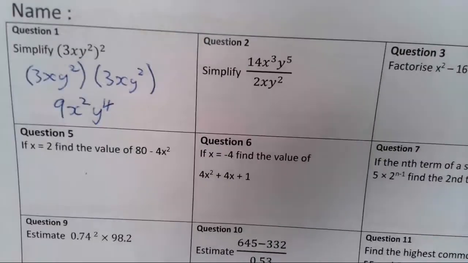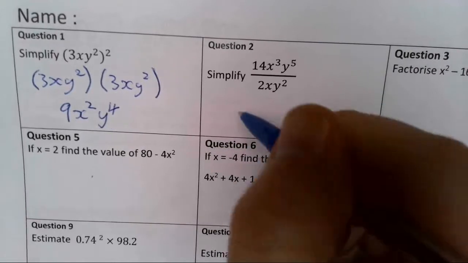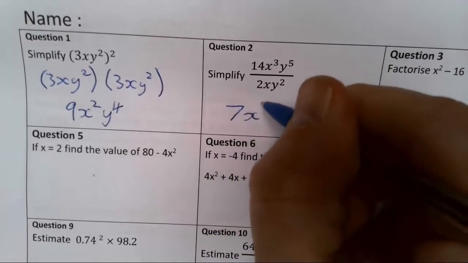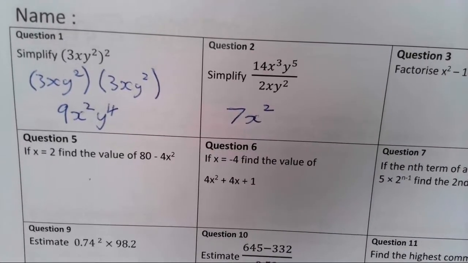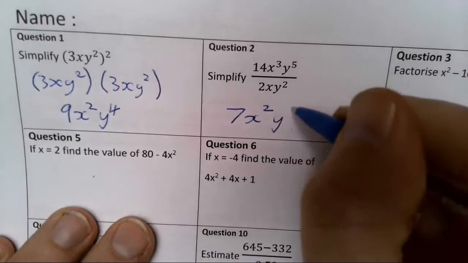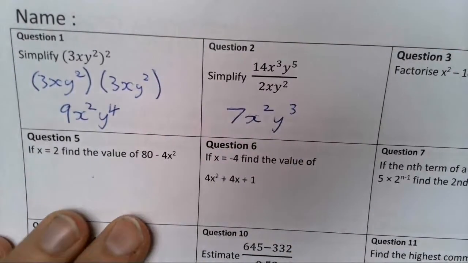Next question. 14 divided by 2 is going to give me 7. X cubed divided by x gives me x squared, and y to the power 5 divided by y to the power 2 gives me y to the power 3.